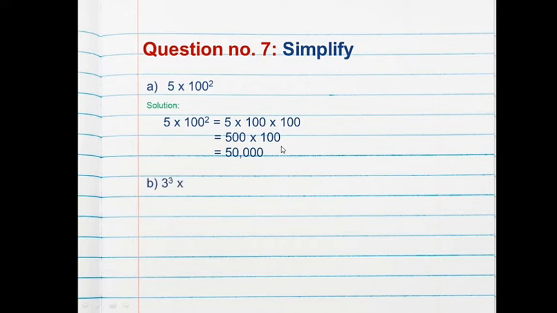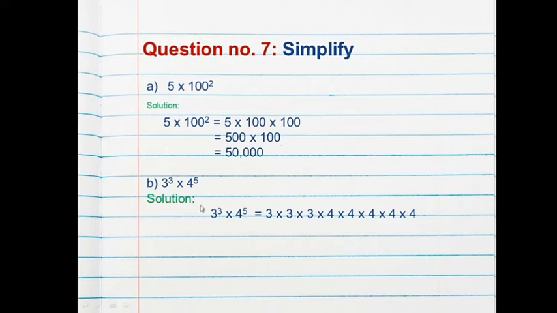Then B, 3 raised to the power 3 into 4 raised to the power 5. So we have to simplify it. So the solution: we can write it as 3 raised to the power 3 into 4 raised to the power 5, which is equal to 3 into 3 into 3 into 4 into 4 into 4 into 4 into 4.